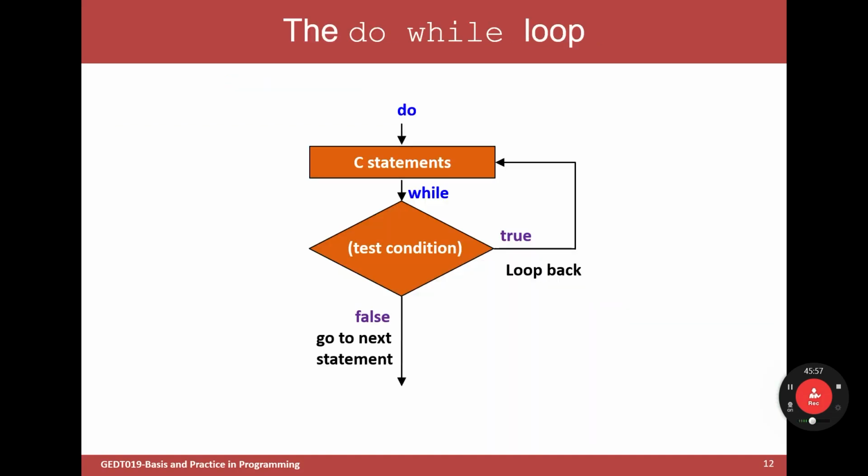Okay, now do while will be like this. You run the code block first. Okay, this is first, and then check the logic. So you don't check the logic first. You do the block and then check the logic.